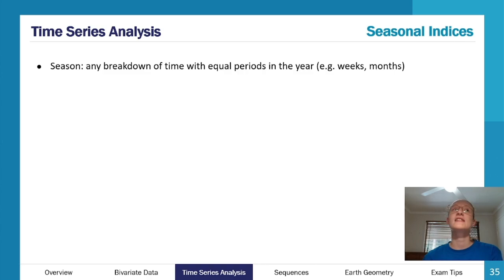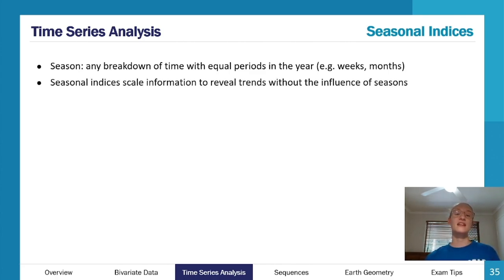But it's not necessarily just limited to that. So we could have a season for each day of the week, like Monday, Tuesday, Wednesday, Thursday, Friday, Saturday, Sunday. That is still a breakdown of time with equal time periods in the year. So just how we looked at smoothing before, as smoothing is this technique to overcome the effects of irregular fluctuations, kind of remove the impact of that, see if there's any underlying trends.